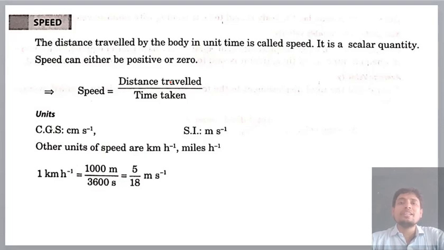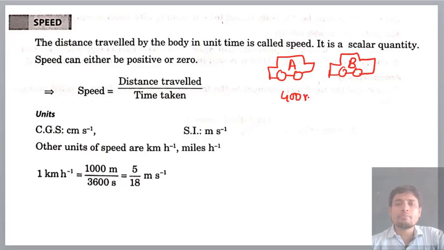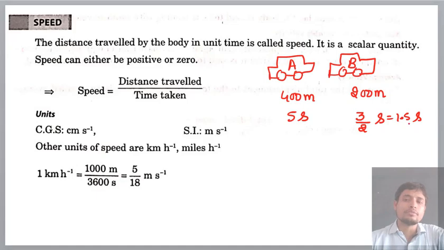Speed, what is the need of speed? Firstly, understand it. Suppose there are two cars, car A and car B. Car A is moving 400 meters in 5 seconds and car B is moving 200 meters in 3/2 seconds, means 1.5 seconds.